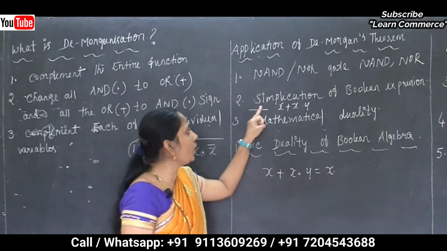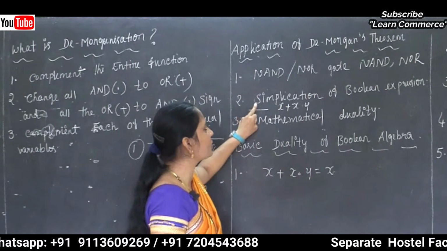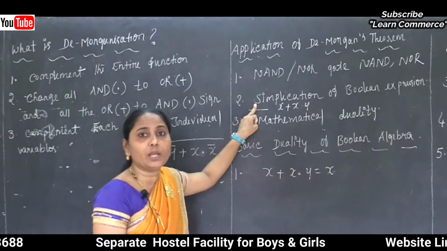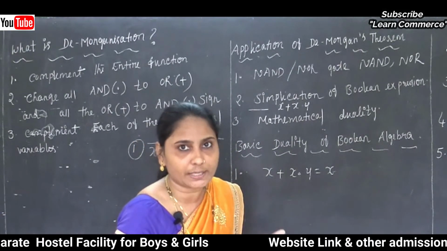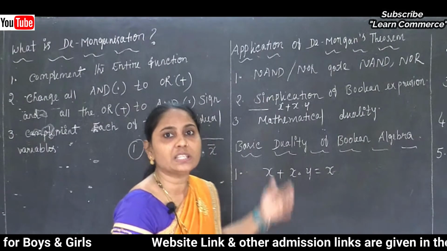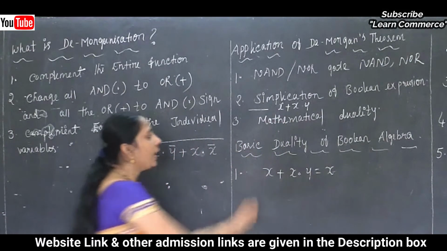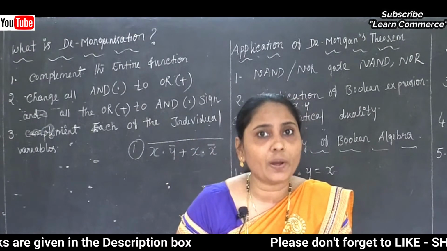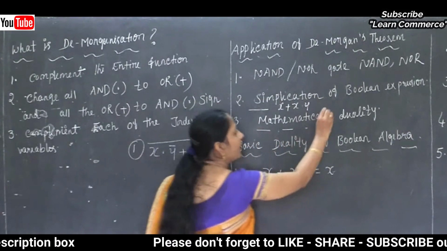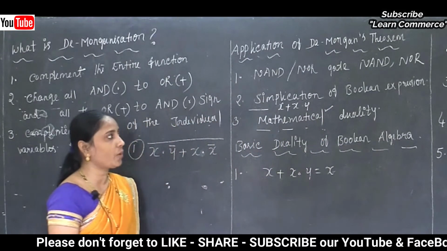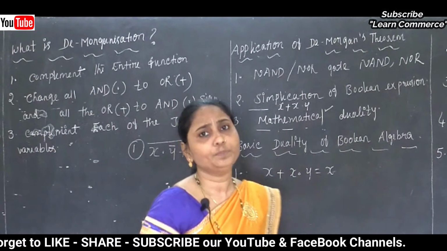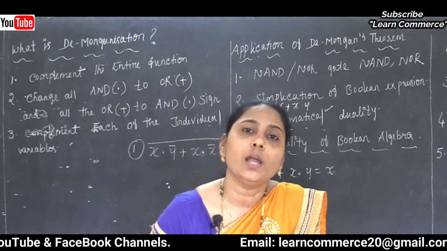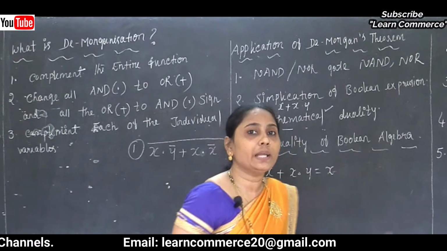Clear this point here? So not just for the NAND and NOR gate, De Morgan's theorem is very useful in the simplification of the Boolean expression. While solving the Boolean expression, we also use the theorems of De Morgan's theorem. Finally we can say that De Morgan's law is an example of the more general concept of mathematical duality. While solving some mathematical duality, we also use it here. So all are called the uses, or the applications, of De Morgan's theorem.